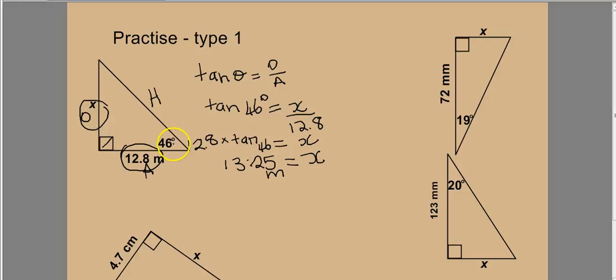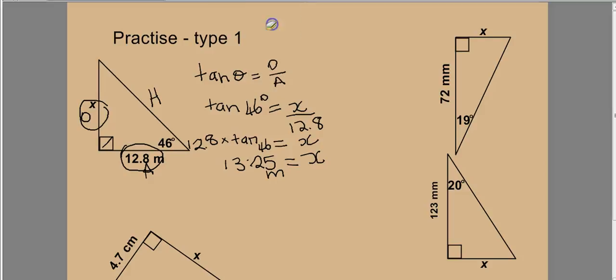46 degrees is really close to 45 degrees, and a 45-degree right-angle triangle has two equal sides, so 12.8 and 12.8. So 46 is going to be slightly more than 12.8, and 13.25 in my very messy writing there is about that. So I'm going to do one more, but I'm going to have to clean up the screen first because I don't have enough room.